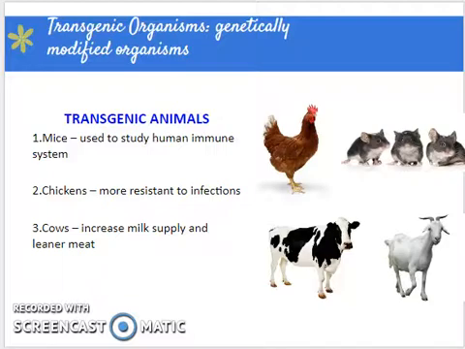Some examples of transgenic animals include mice. We have inserted genes from unhealthy people into the DNA of mice so that we can study how the sickness affects their bodies and even test new medicines. We have genetically modified chickens to be more resistant to infections, so we can grow them faster and fewer die to disease before we can eat them. We have even genetically modified cows so that they make more milk and leaner hamburgers for us.